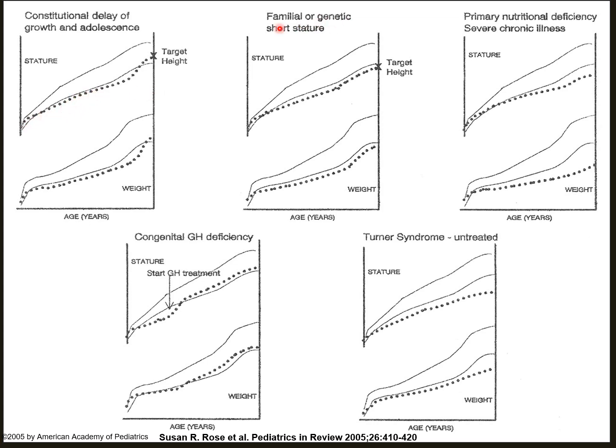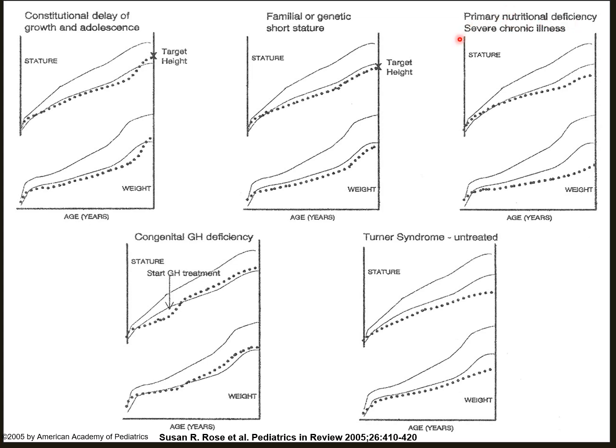Familial or genetic short stature: initially in this case the length or height was normal, then it starts to fall below the 50th percentile, but eventually they will reach their target height because one or both parents are short. Also, if you do a bone age, it will be similar to the chronological age, with no bone age delay, and the growth velocity in this case is normal.